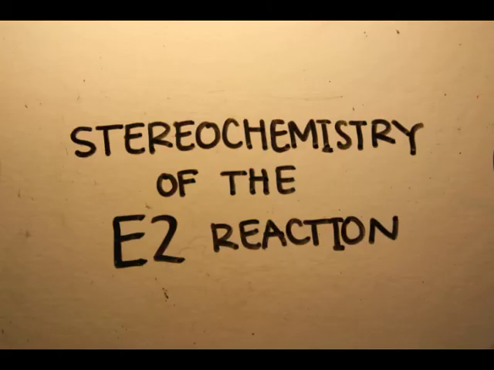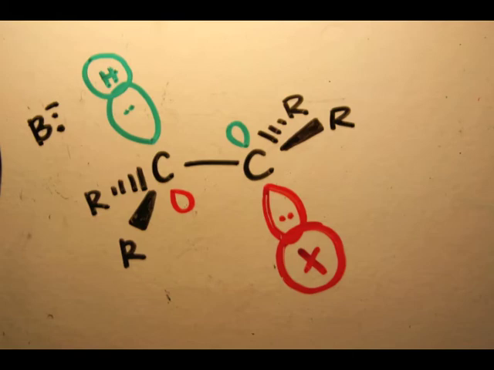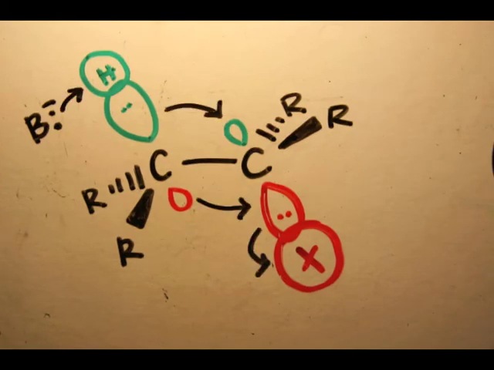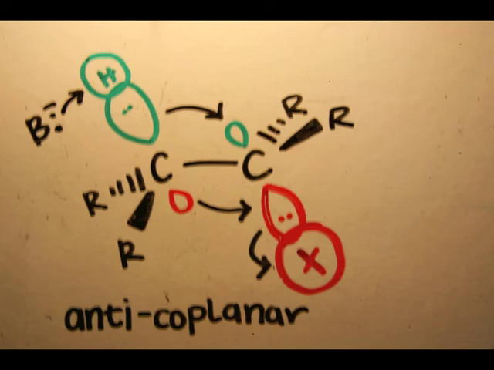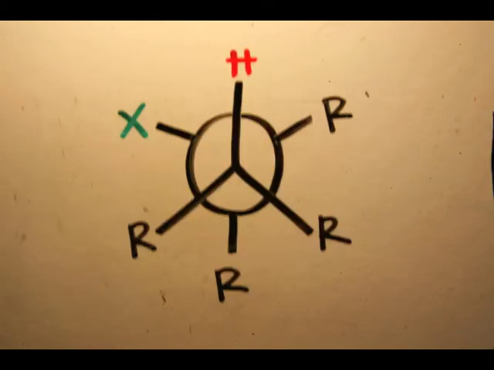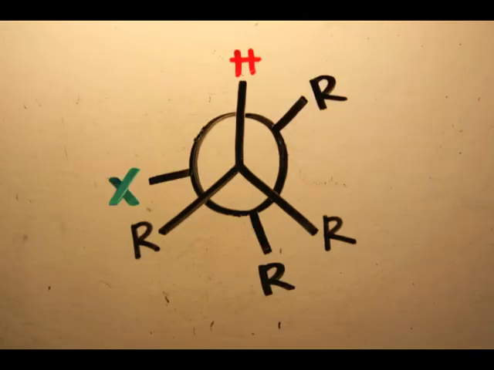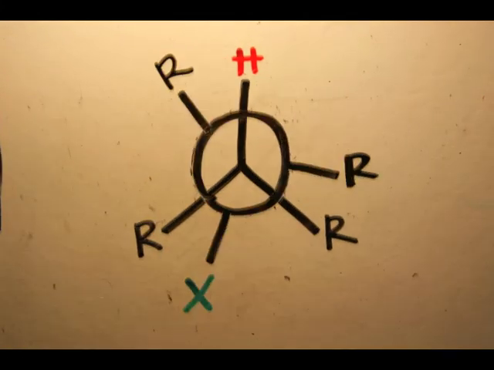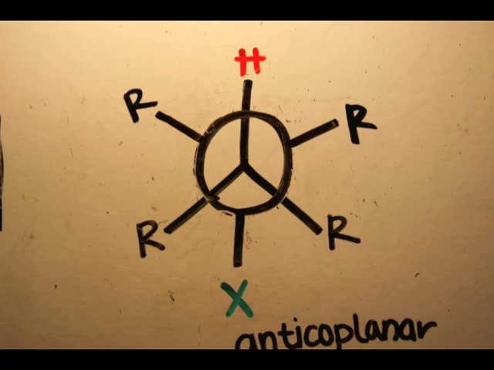For an E2 reaction to occur, the leaving group and vicinal hydrogen are most commonly in an anticoplanar orientation. This keeps the base far away from the leaving group. The alkane will rotate to the anticoplanar orientation because it produces the lowest energy transition state.